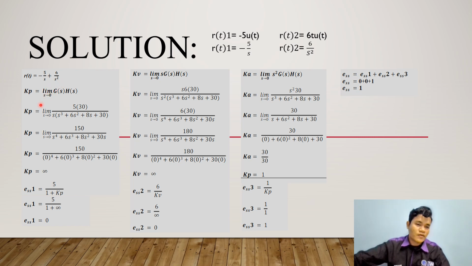So we can find Kp equals limit s approaches 0 of G(s)H(s). Then we input the transfer function given.